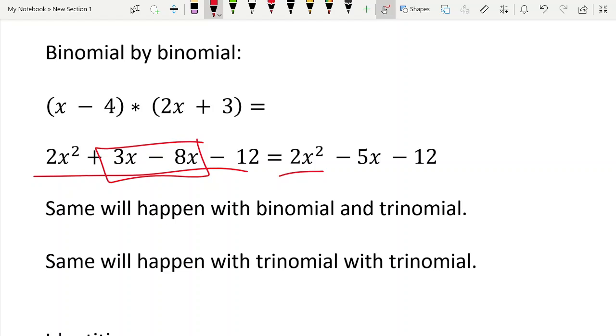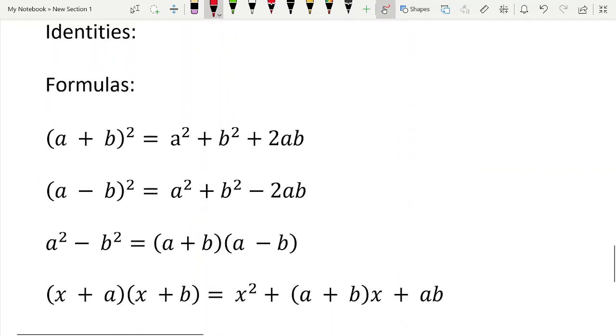Now same will happen with binomial and trinomial, and same will happen with trinomial with trinomial. So if you've got the theory again, then you can do whatever number you like. Let's move on. Now, identities.